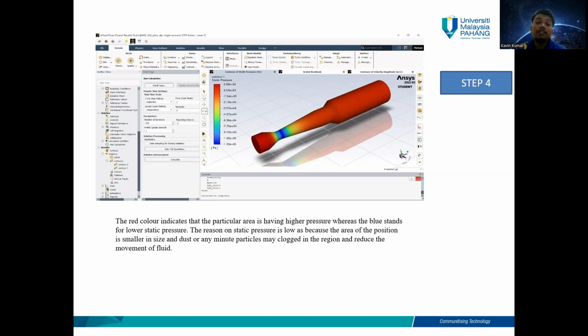As we can see in the figure, the red stands for the bigger area, which is on the left and right side, while the middle part, which is the smaller size, has the lower static pressure. So that's all from me.